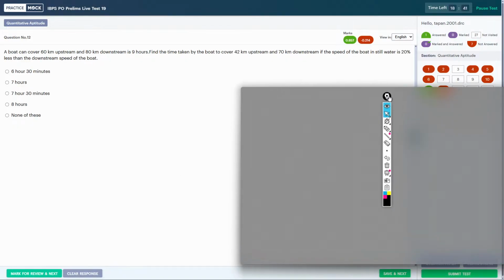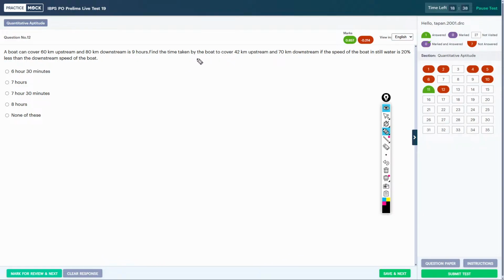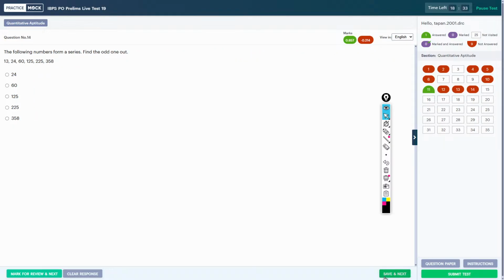A boat can cover some distance in 9 hours. Time taken by this. Not now. 6, 8, 6, 10, 14, 20. Skip.